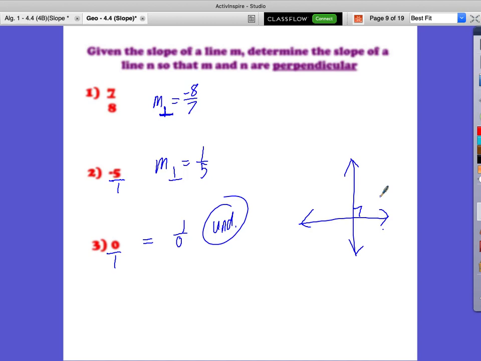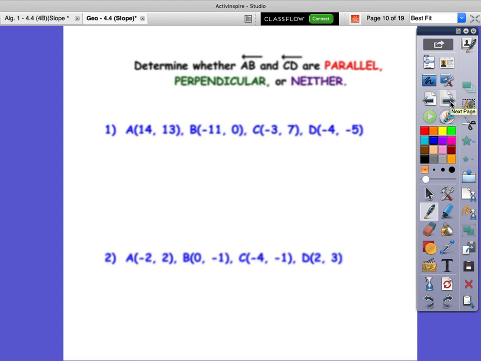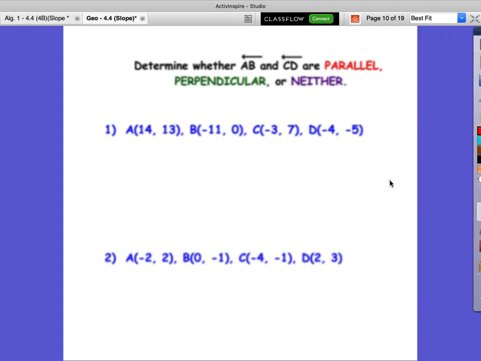U-N-D-E-F-I-N-E-D. There was one day I'm pretty sure you spelled helicopter wrong or something. Yeah, I went home and I searched it up. I remember that. Okay. Questions on this? We have laptops.